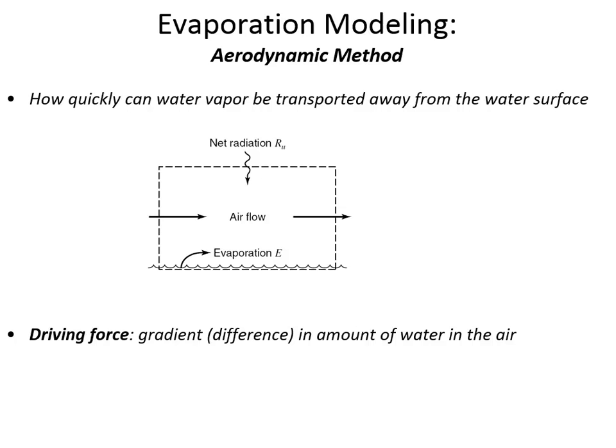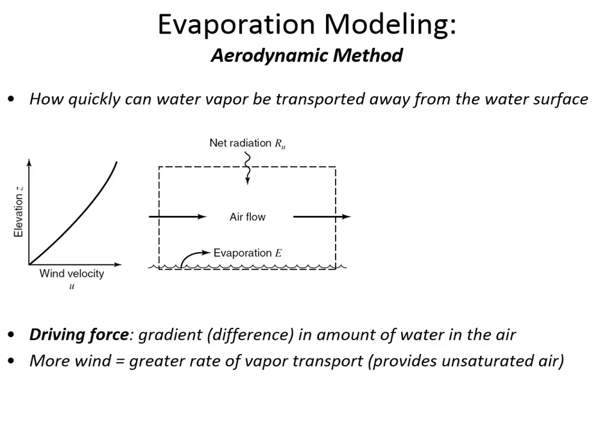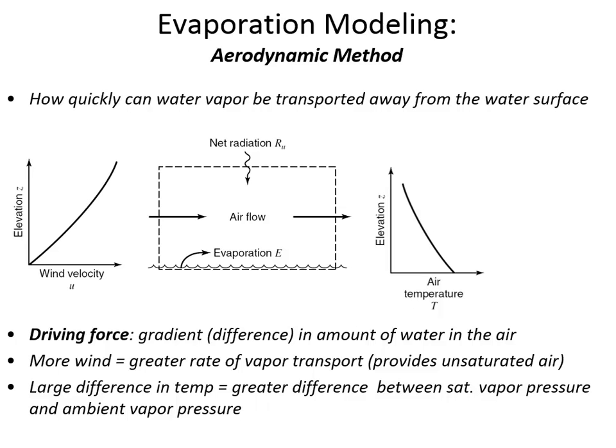It's sort of like a traffic jam. You can only have one car come into the freeway when one car comes off the freeway, when it's completely crowded. And if you've got completely saturated air, there can only be another molecule of water joining the vapor phase when a molecule of water is transported away. So the driving force is the difference between how much water is in the air and how much water could be in the air. And in that case, if you have more wind, then that increases the rate of transport and therefore will increase the rate of evaporation.